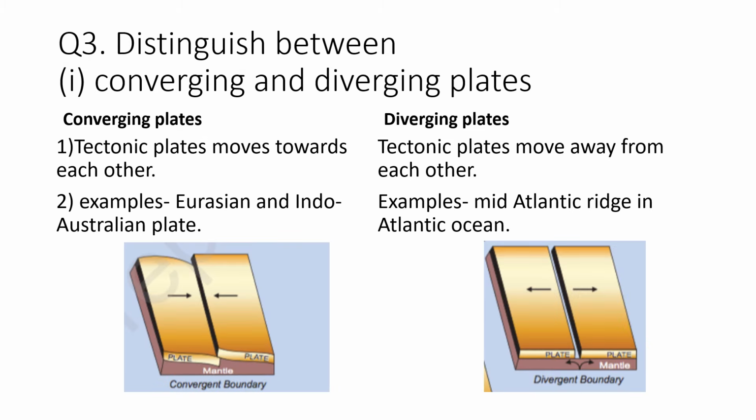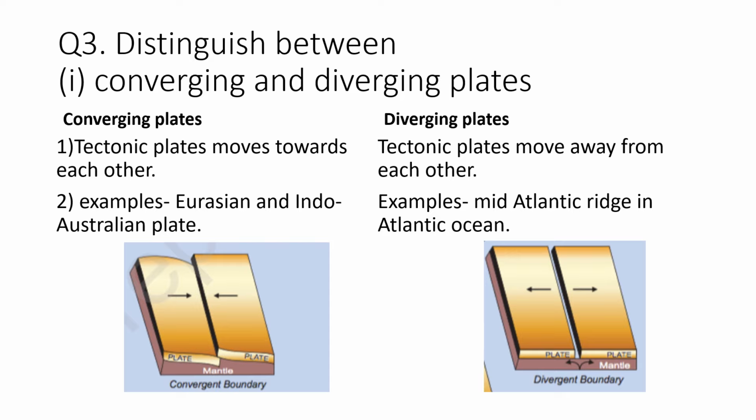Question number 3. Distinguish between, first part is converging and diverging plates. Converging plates, tectonic plates move towards each other. In converging plates, tectonic plates move towards each other, while in diverging plates, tectonic plates move away from each other.